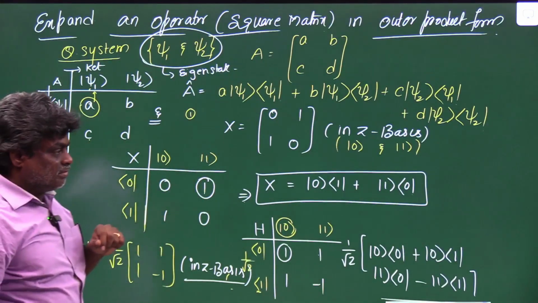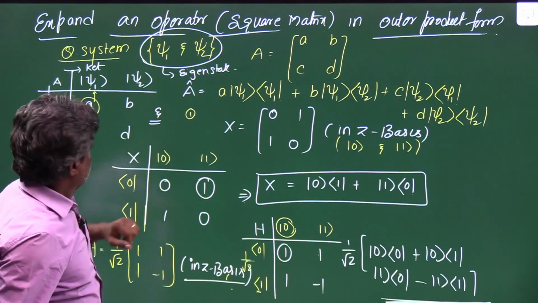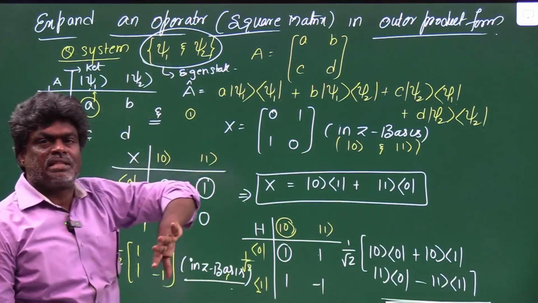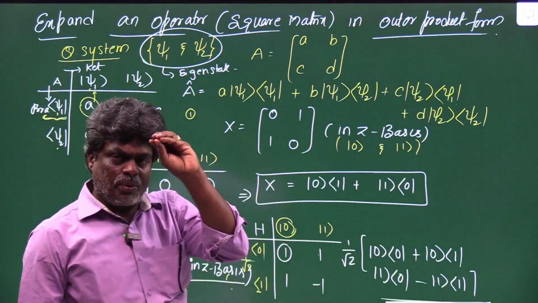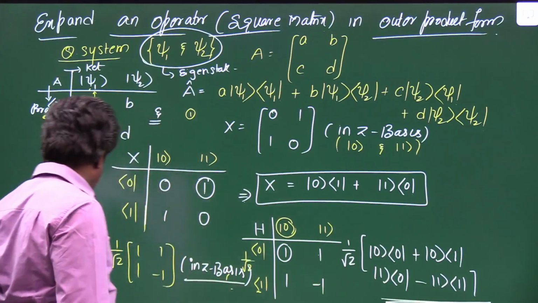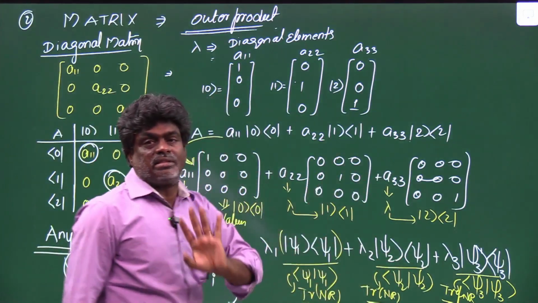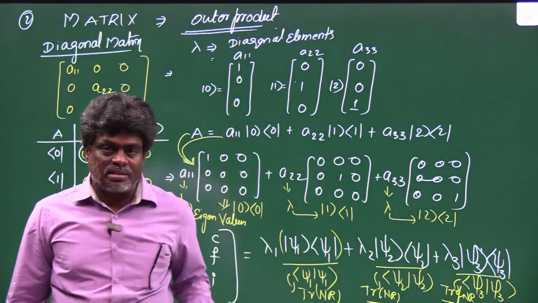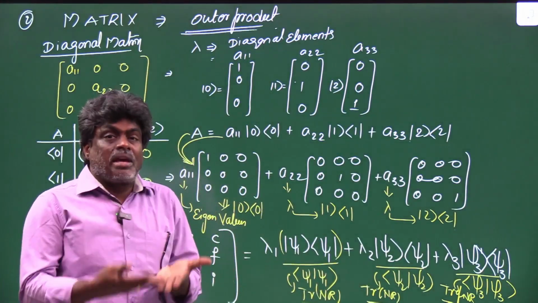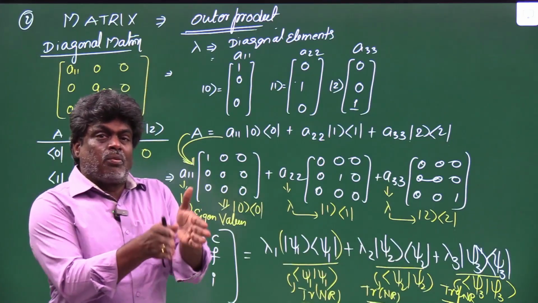It's only a jargon. Its basis states are nothing but eigenstates. Every quantum mechanical system can be written as a linear combination of basis states or a linear combination of eigenstates. Once you make a measurement, definitely it should be in one of those.